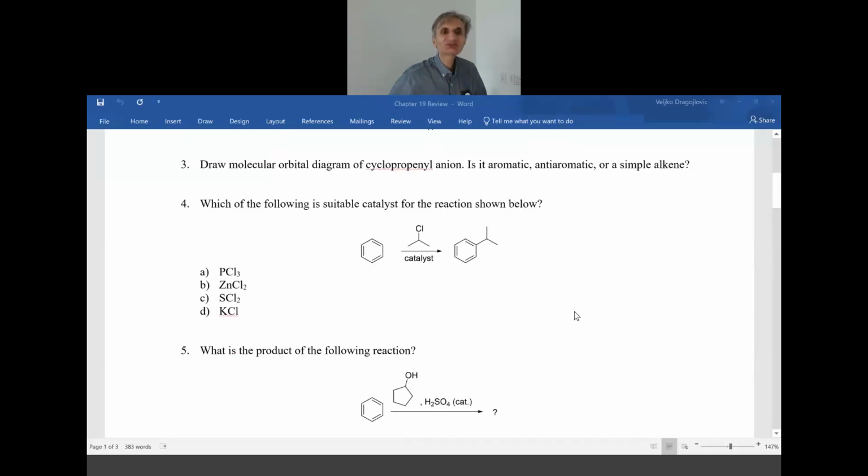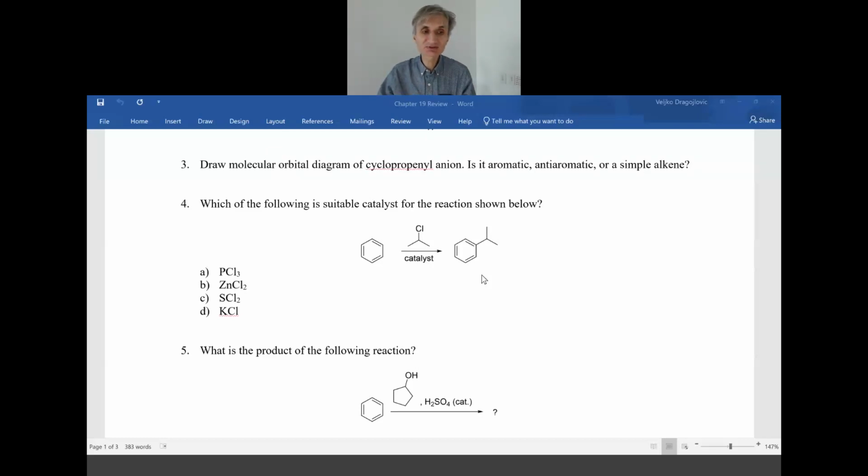Question number 4. Which of the following is a suitable catalyst for the reaction below? You have a reaction where benzene reacts with 2-chloropropane to give isopropyl benzene. And so, what is the catalyst? Well, if you have studied this, you probably recognize this reaction as Friedel-Crafts alkylation. The catalyst in Friedel-Crafts alkylation is a Lewis acid. So you simply rephrase this question. The question is really, which of the 4 is a Lewis acid? Because any Lewis acid will catalyze this reaction.